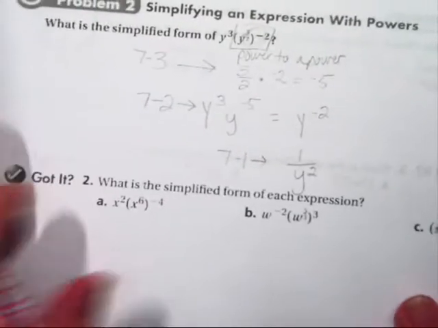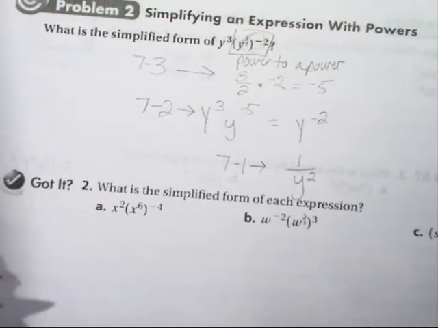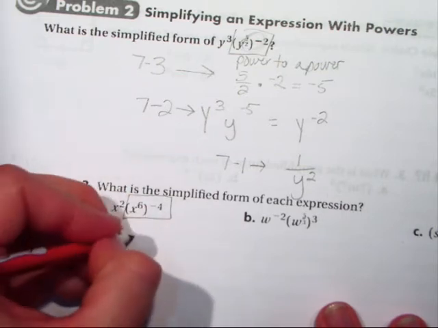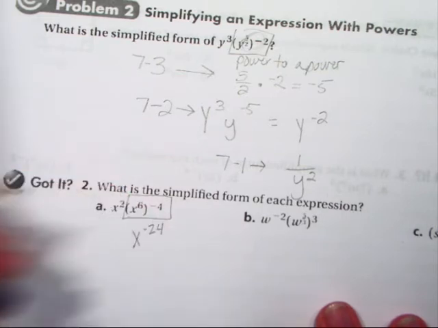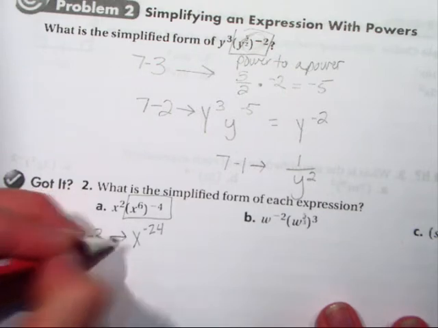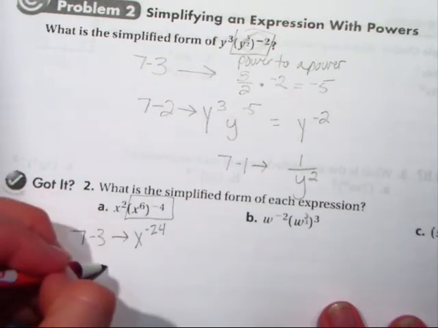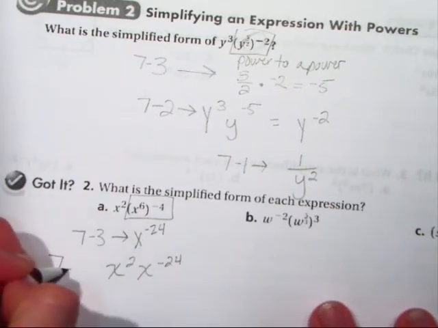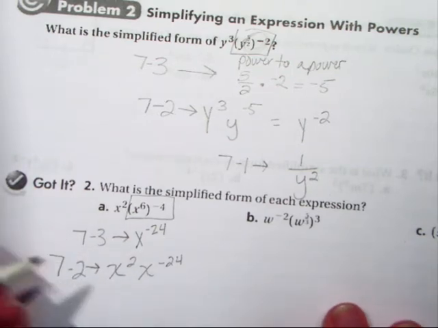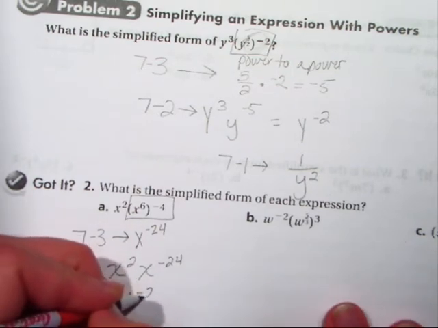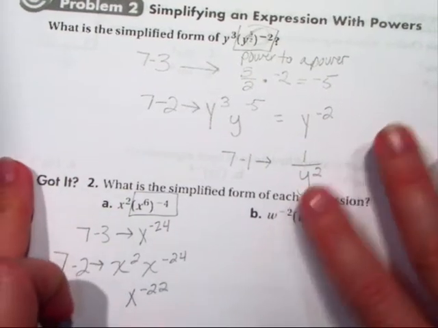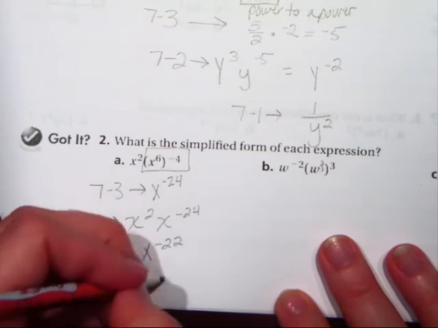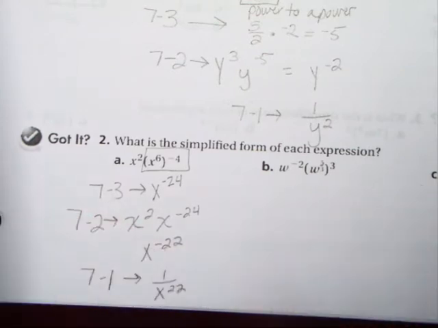All right, let's do got it, number 2a. You might not want to pause the video on this one. You might want to watch it out. You're going to always take care of the power to the power first. So this is x to the negative 24 because you multiply them. This came from section 7.3. And so we get x squared and x to the negative 24th after we did that. Now we use our rules from 7.2 and we add our exponents. We get negative 22. And then we use our rules from 7-1, and remember you're never allowed in simplified form to have a negative exponent, which means it goes on the bottom.